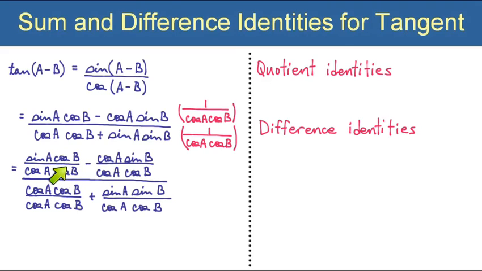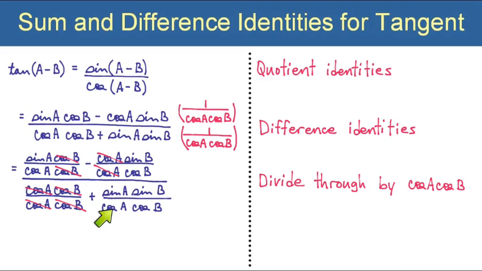In the first fraction, the cosine B's will cancel. In the second fraction, the cosine A's will cancel. In the first bottom fraction, the cosine A's and the cosine B's will cancel. And in the second bottom fraction, actually nothing cancels. Okay, so let's see what we got.